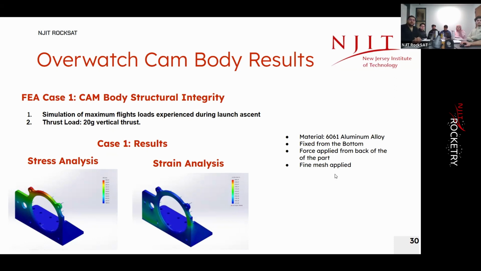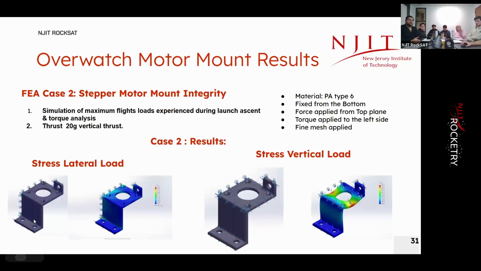On the right-hand side of the screen, you'll see the materials we used. We decided to go for a fine mesh instead of a coarse mesh because the finer the mesh you get, the more precise numbers you'll get as well. And so from the charts, you can see that the FEA analysis should be fine for the cam body. For the stepper motor mount, we did two tests. We did a point load going directly from the top, and we also did a torsional load to see where the interference would be on the stepper motor mount.